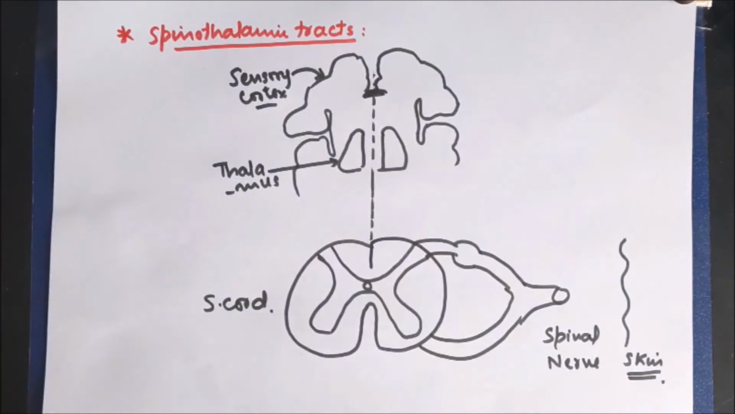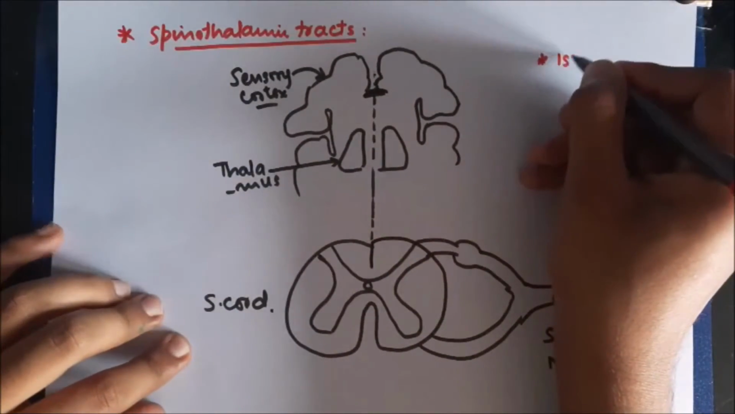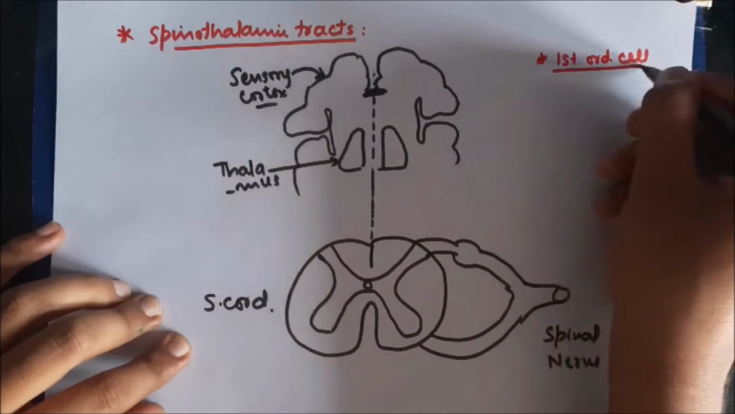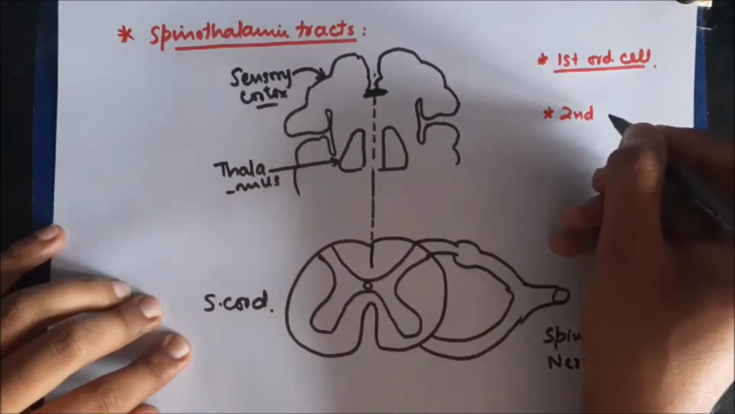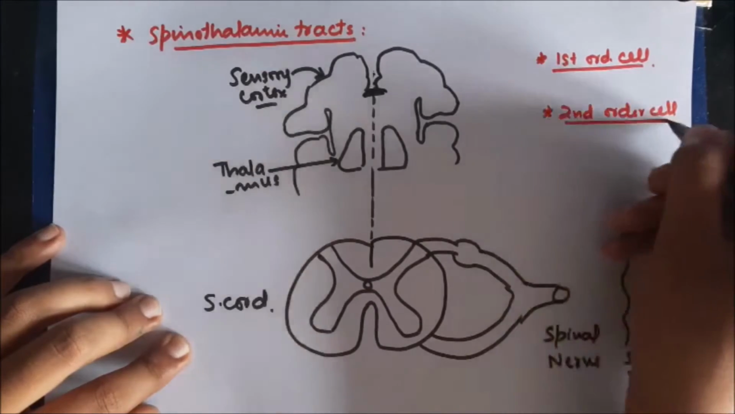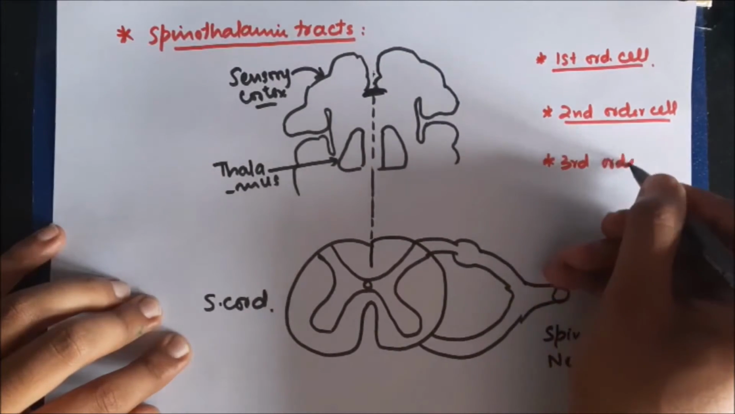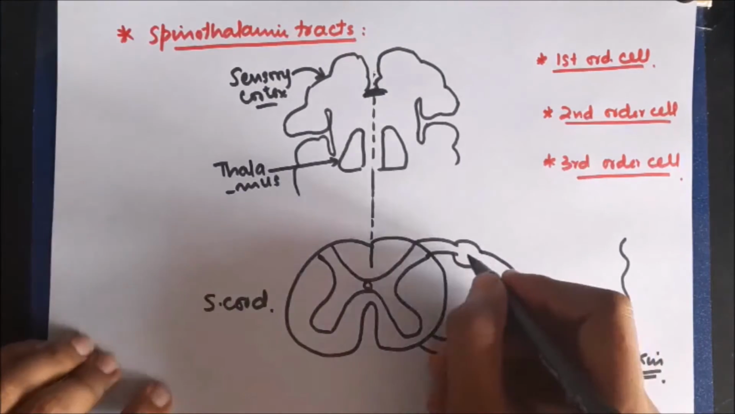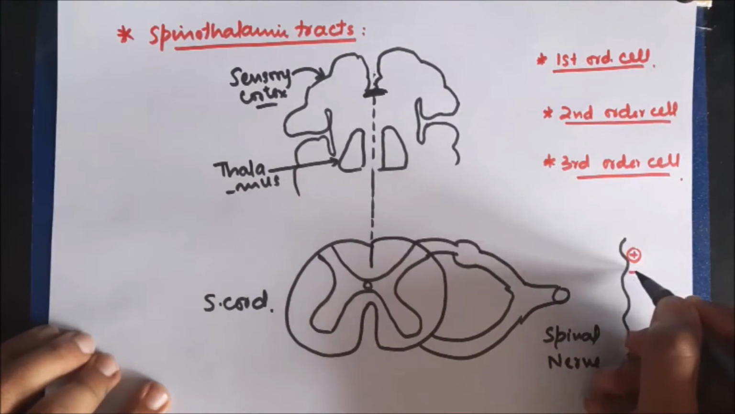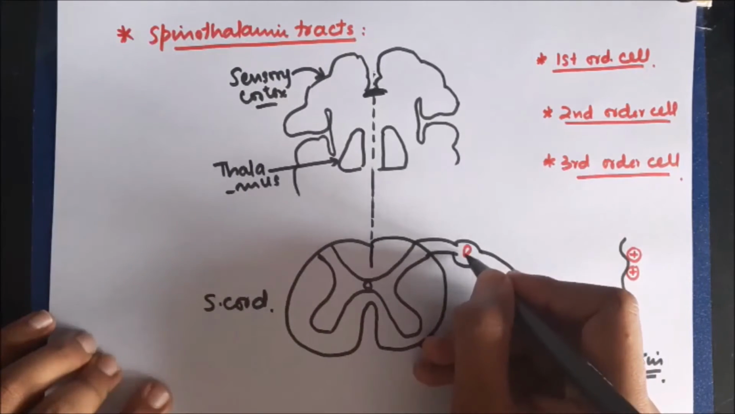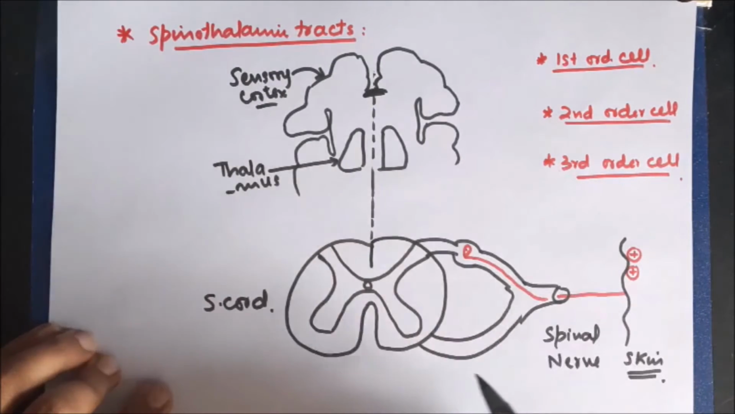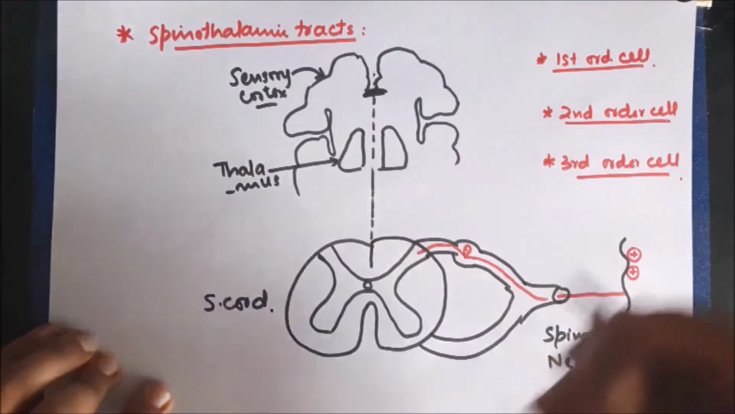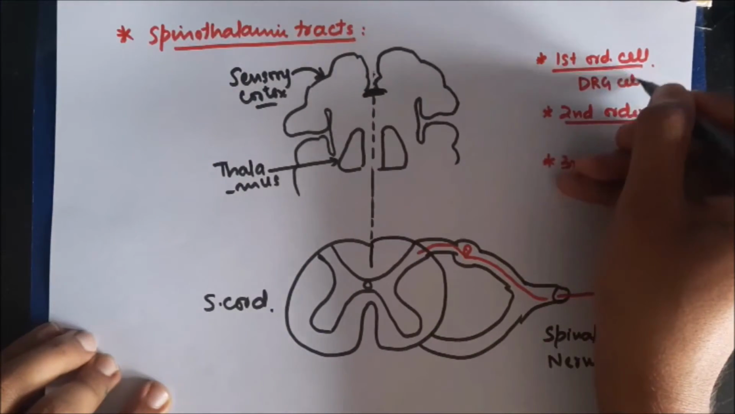Now let us say the skin is stimulated for pain and temperature. The sensations of pain and temperature will be carried through the lateral spinothalamic tract. The different aspects that we need to study are the first order neurons, second order cells, third order cells, and the crossing of fibers. So let us say the skin here is stimulated for pain or temperature sensations. The first order sensory neuron is again the dorsal root ganglion cell. So the DRG cell is the first order sensory neuron.